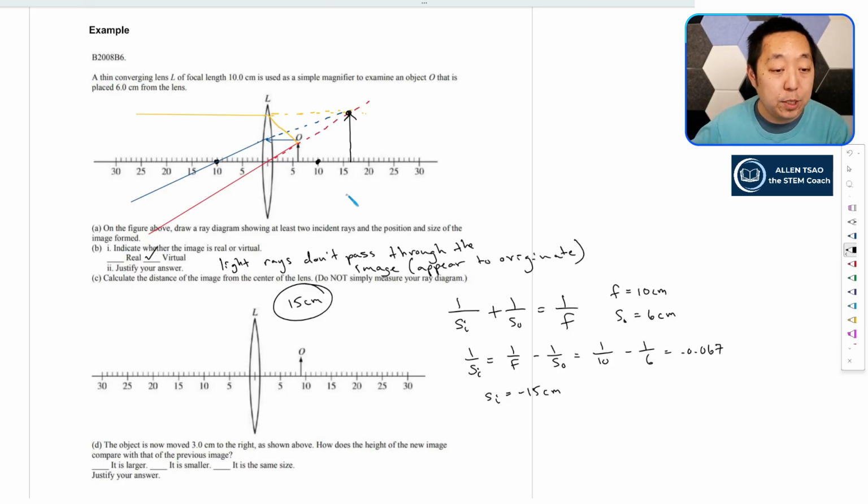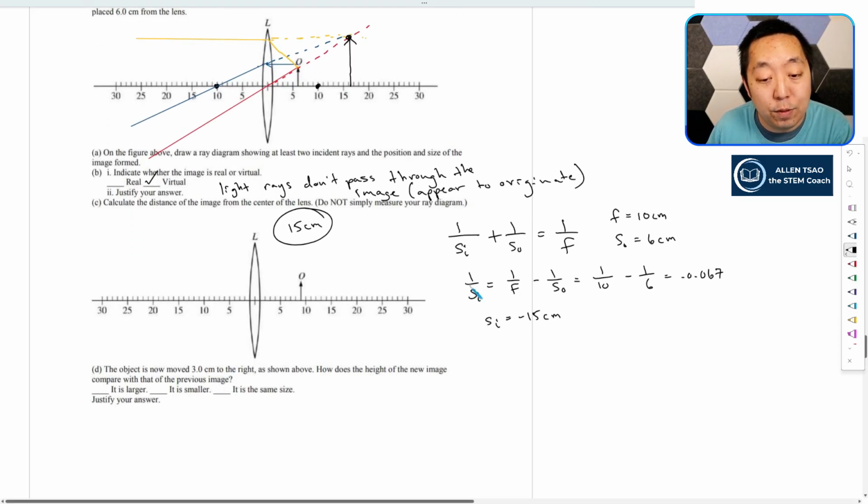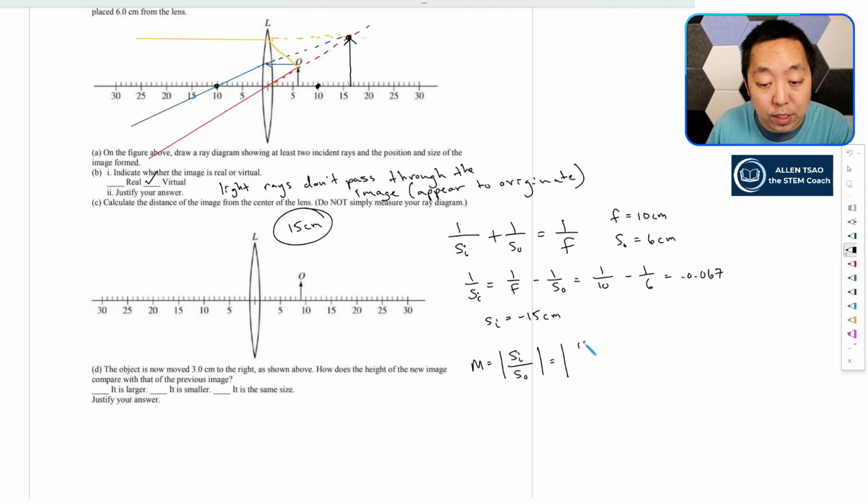Okay. The object is now moved 3 centimeters to the right as shown above. How does the height of the new image compare with that of the previous image? Okay, let's look at how we figure this out. The magnification is the absolute value of S_I over S_O, right? So that's going to be 15 divided by, what's S_O? S_O is 6. So the magnification before was, what is that, 2.5? Right, so this is 2.5 times bigger than the object.